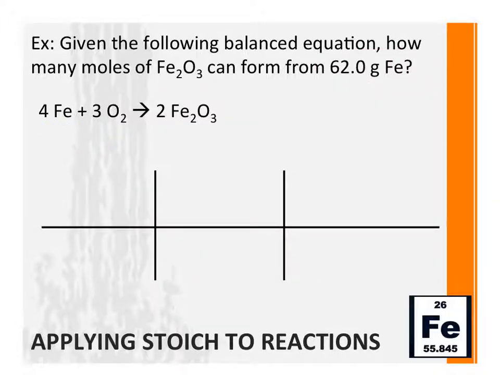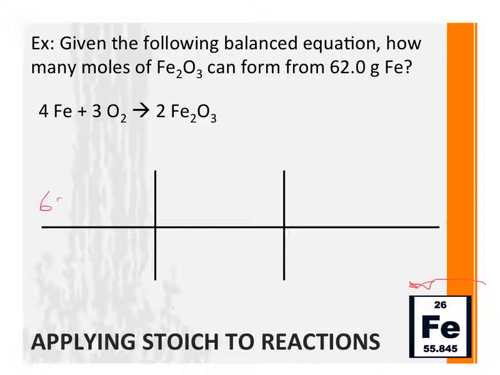The next, possibly more complicated example could be one like this problem that says, given the following balanced equation, which is the same as the previous problem, how many moles of iron 3 oxide can form from 62 grams of iron? Now, this is the exact same equation as last time, and I'm asking for the same answer. However, this time instead of starting in moles of iron, I'm starting with grams of iron. So the periodic table square has shown back up on this screen because we're going to need it to convert from grams of iron to moles of iron.